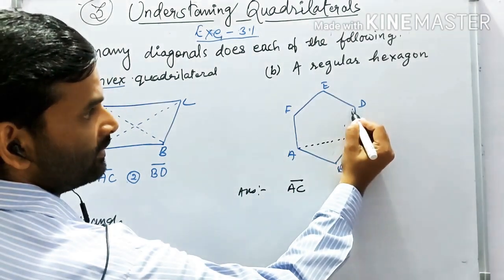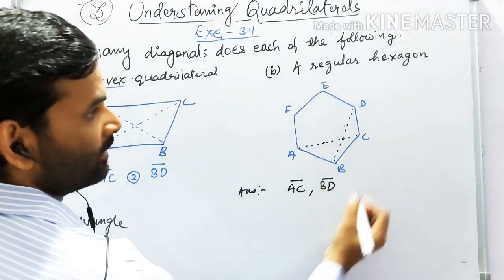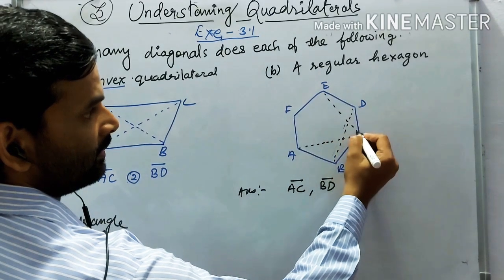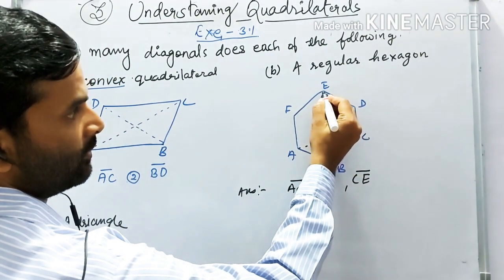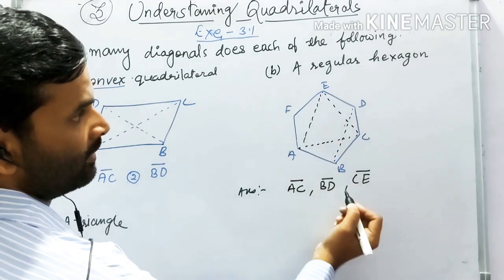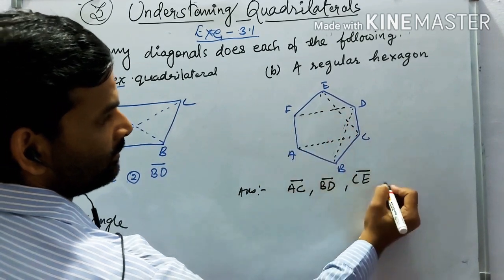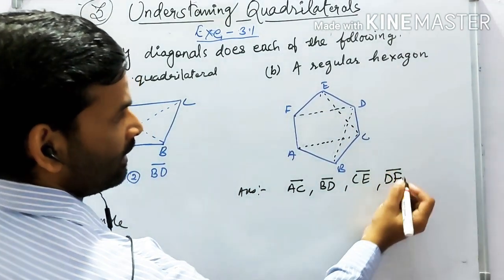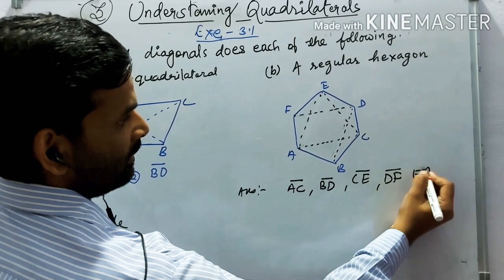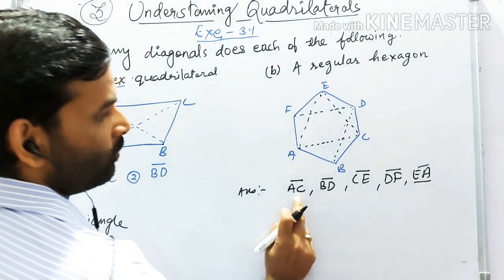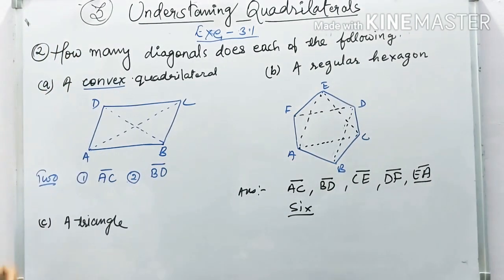Second we will join BD. Third we will join CE, and fourth is FE. Fifth will be DF, and last will be EA. So the total diagonals is 1, 2, 3, 4, 5, 6. So that is 6 diagonals.